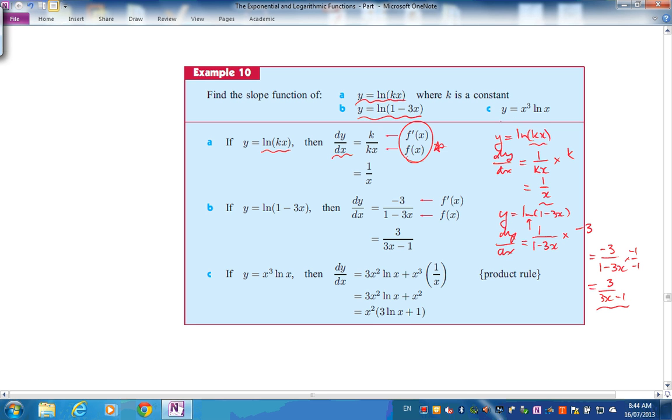Okay, what about the last one up here? x cubed ln x. That is a product. So remember the product rule, u dash v plus u v dashed. Okay, so let's do the derivative of the first term. That's x cubed, which is 3x squared. Leave the second one unchanged. Plus first one unchanged, derivative of the second term, here it is 1 on x. And then you can simplify it. Okay, are you ready?